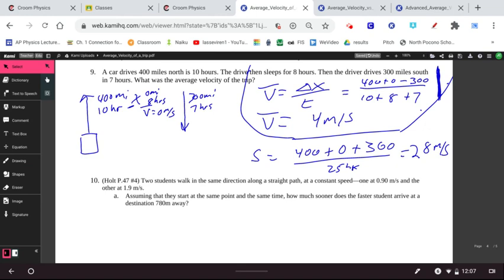The units here should be miles per hour, not meters per second. We will use meters per second so often. Just make that correction, that everything was measured here in miles and in hours. So our units should be miles per hour.